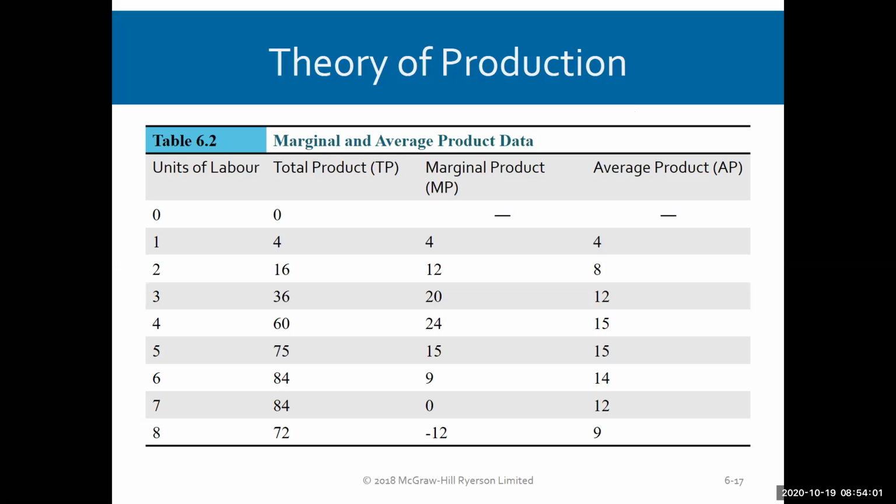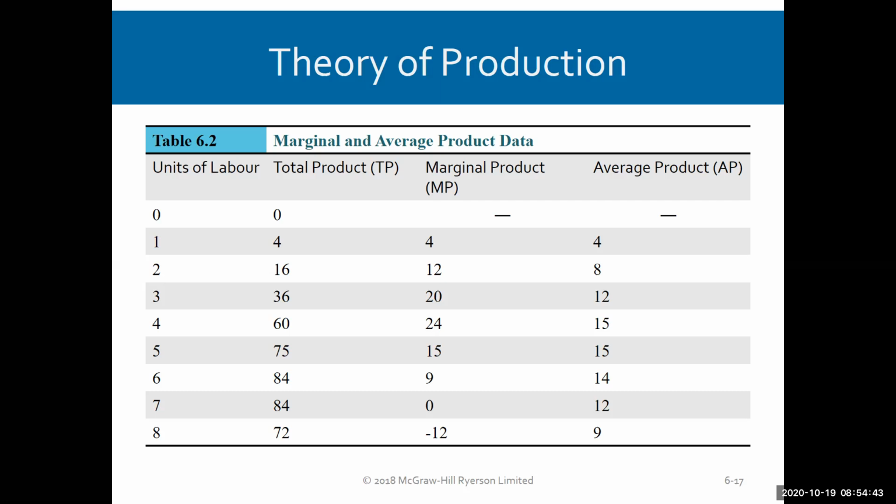So let's use this table to explain marginal product, average product, total product, and a few other key concepts for this chapter. First, just describe the table. We've got units of labor going from 0 to 8. So that's how many people are working. The total product or the quantity produced goes from 0 to 4 to 16 and so on. The marginal product, remember, that's the change in output from adding one more unit of labor. That's 4, 12, 20, 24. And then the average product, remember, that's the total output divided by the total units of labor. So we've got a feel for what this table looks like.